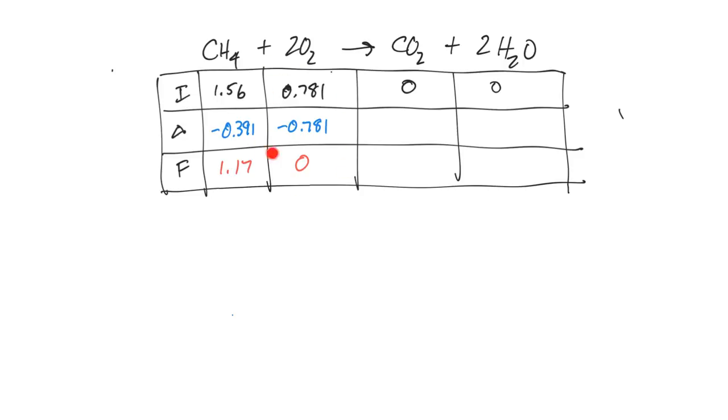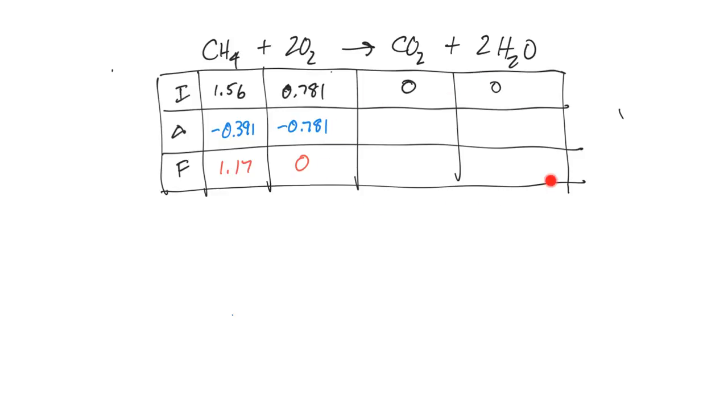These columns here are going to add or subtract, as you see, because that number is negative. Notice that I have none of the oxygen left over because it's all used up. And then I said 1.56 moles, subtracting the 0.391 that are used, means that I have excess methane in the amount of 1.17 moles.